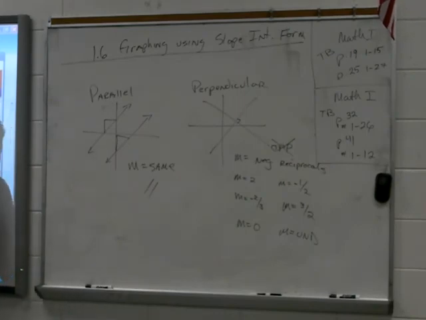We don't want to just say opposite because that's not definitive enough. What does opposite mean? Does that mean flip it? Or does that mean change the sign? I don't know. So don't say opposite. Perpendicular lines have slopes that are negative reciprocals.